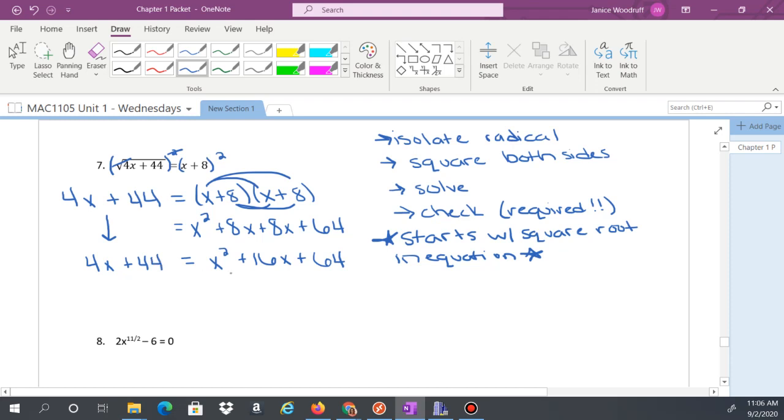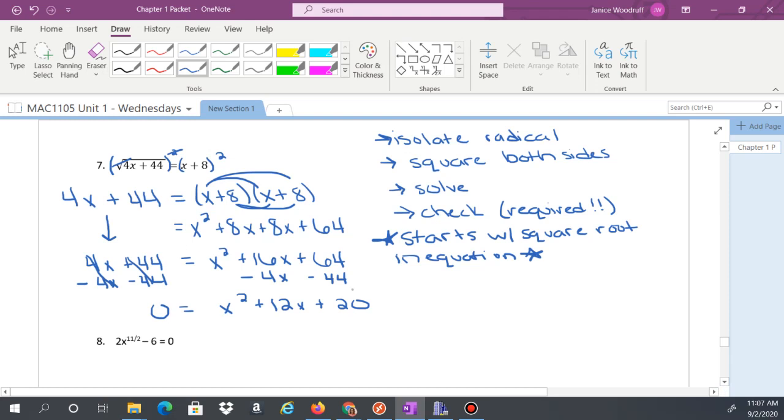Okay, now at this point I say, oh, I have an x squared, which means I have a quadratic. So when you have a quadratic, the first thing you want to do is set it equal to 0. Okay, so I'm going to take the 4x plus 44 and move it over to the other side. So I'm going to subtract the 4x and the 44 from their like terms. So on this side, they'll cancel out and I'll get 0 equals x squared plus 12x plus 20. Then I want to solve.